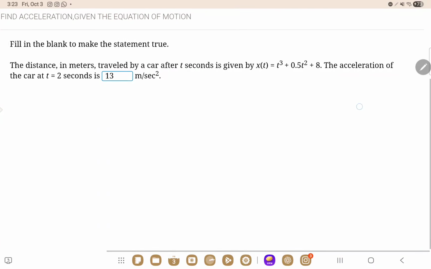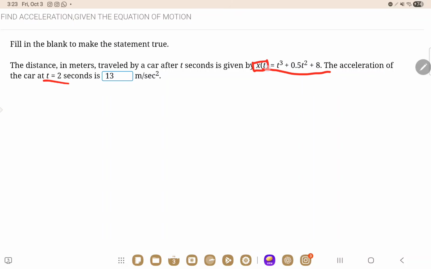Okay, so here they told you the distance in meters traveled by a car after t seconds is given by this equation. The acceleration of the car at 2 seconds, which means they want the instantaneous acceleration. And this is the distance. So we said that acceleration is equal to x double prime of t. So we derive this twice.